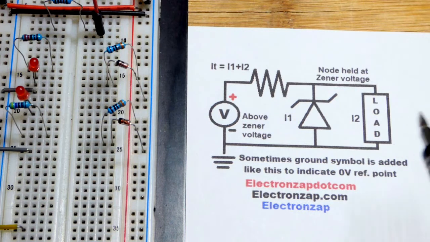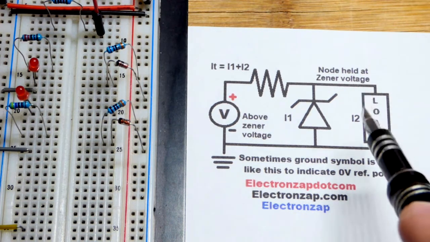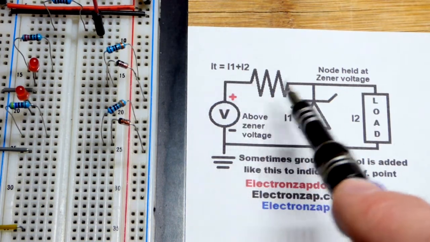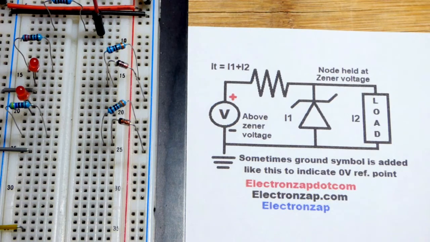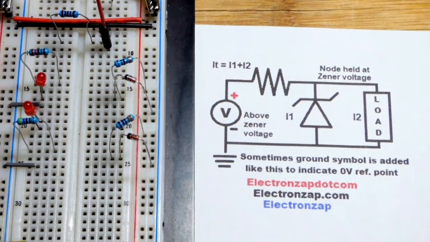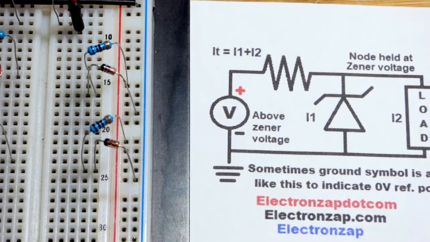And then you got to take into account how much current the load will need and add those two currents together. That current has to go through the resistor. So there's things to figure out, but for this video, we're going to keep it simple. And we'll zoom in before we grab the multimeter.